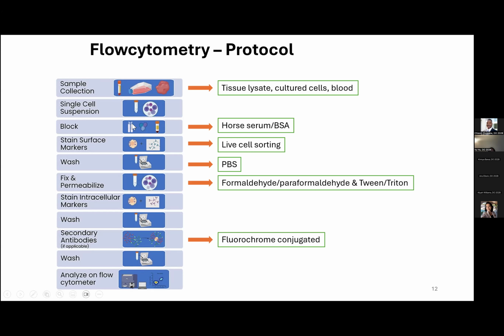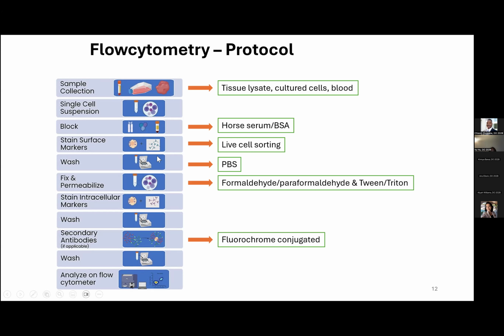Then you need to do a blocking. Usually we use horse serum or bovine serum albumin, BSA or horse serum, to block. Now, what is blocking? Blocking will prevent the unwanted binding of antibodies. It will mask all the non-specific binding. There could be some non-specific antibodies binding to each other, so the blocking will mask all those unwanted antibodies.